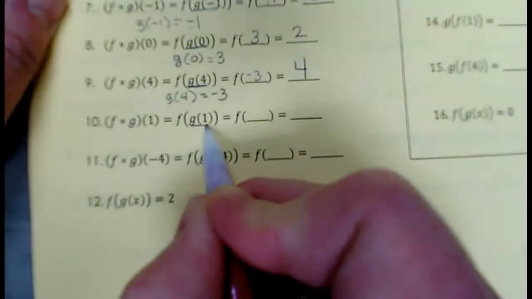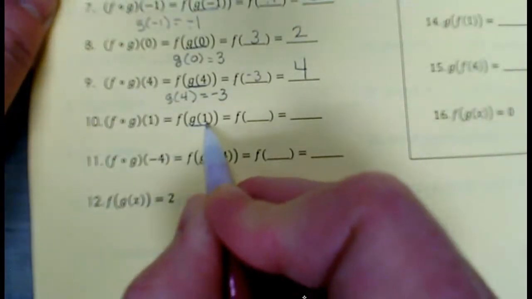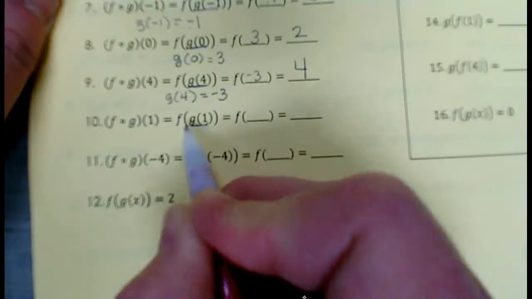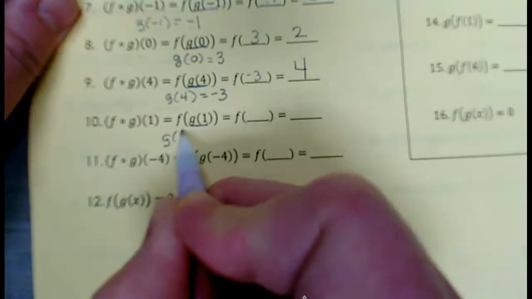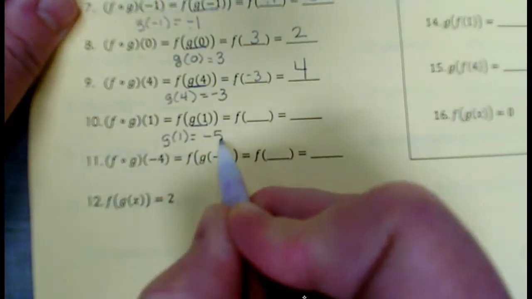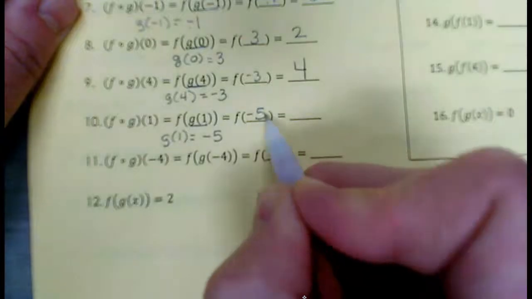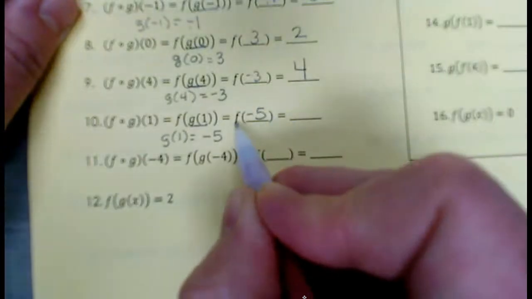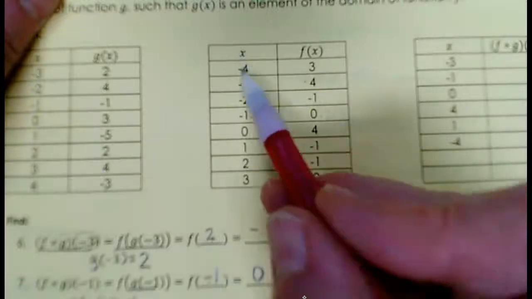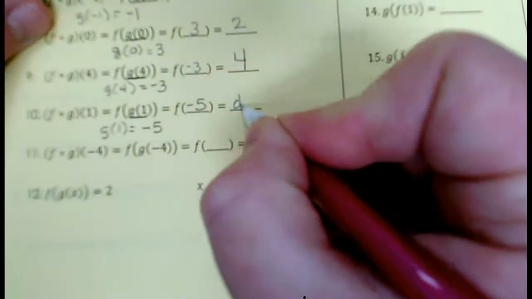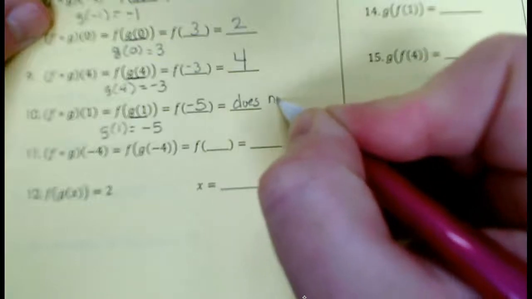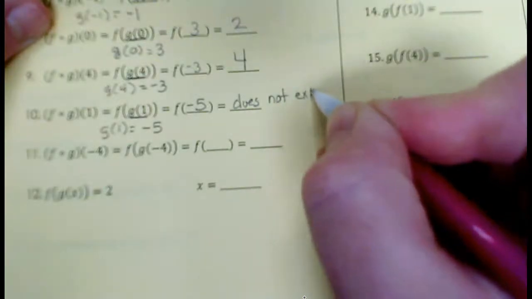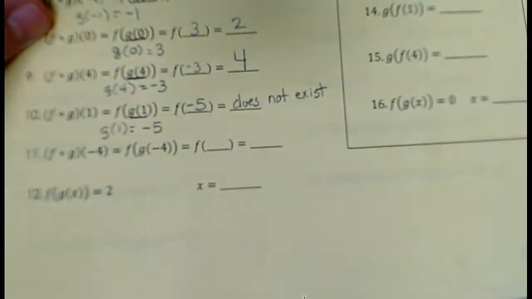Start on the inside function, G of 1. What's G of 1? Then I put -5 into the function called F. Uh-oh. Do I have a -5? What does that mean? Not possible or does not exist. There is not an F of -5.